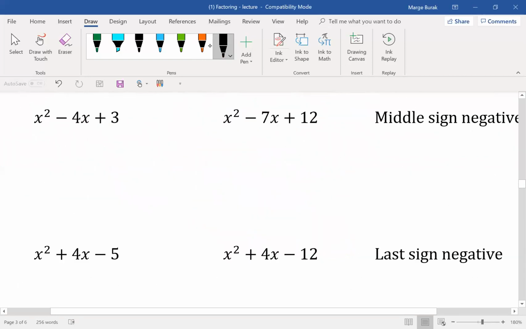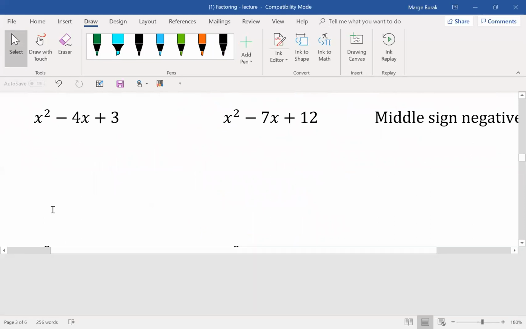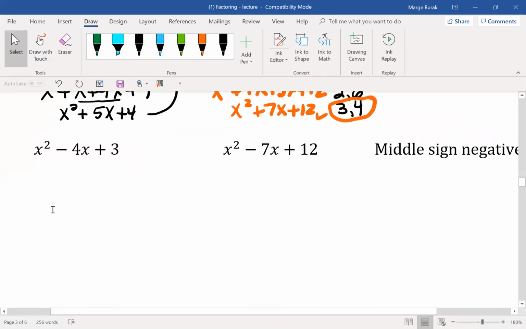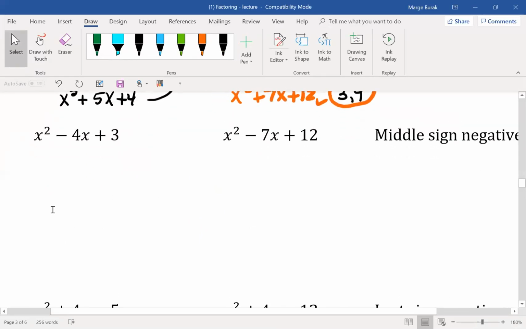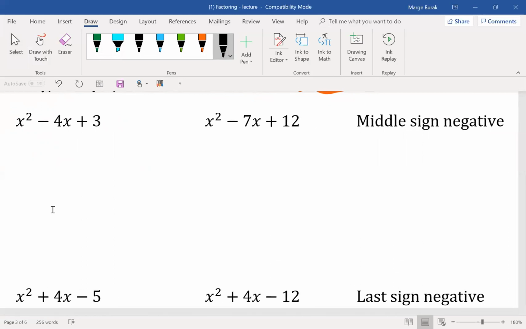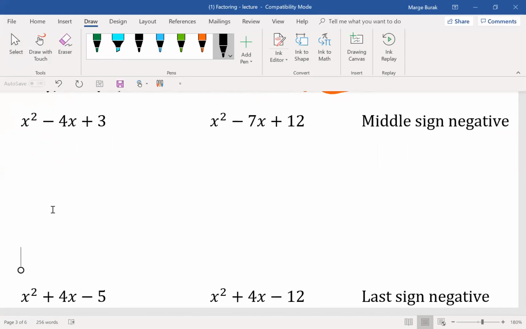Let's go here. I am going to move this down a little bit. All right, let's try that. So this time we're going to do some, yes, these are rigged. All my videos are pretty much rigged to give you patterns. This time the middle sign is negative.